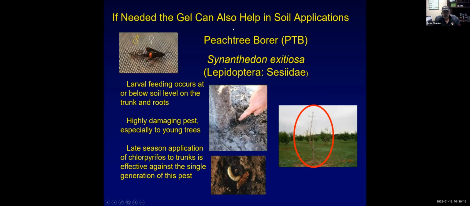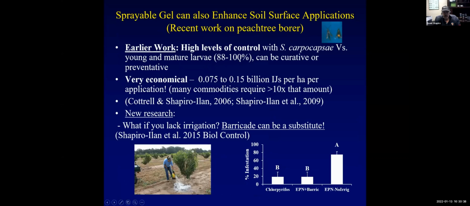You can also use this gel in ground applications if you don't have irrigation. And that was found with the peachtree borer, which is a cousin of the lesser peachtree borer. This one doesn't attack above ground, it attacks at the base of the tree and girdles down into the root. Major pest. Chlorpyrifos was also the mainstay against this one. Well, we see high levels of control against this insect, but if you don't have irrigation, then you're going to have to do something to overcome that. So we can use that gel here as well. And you see, again, nematodes with the Barricade doing well, as opposed to nematodes with no irrigation doing poorly. That's percent infestation of the peachtree borer.